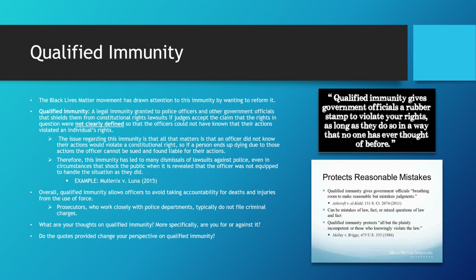It is also found that prosecutors who work closely with police departments typically do not file criminal charges. This is because researchers and news agencies that track police killings document very low rates of criminal charges. It is found that juries more frequently acquit police officers than other people accused of killing others, and this may be due to jurors being reluctant to second-guess split-second decisions by officers, as prosecutors do.